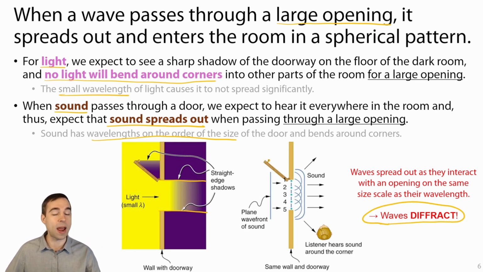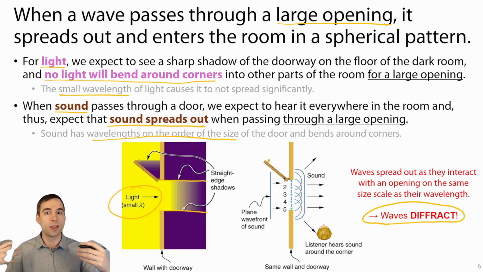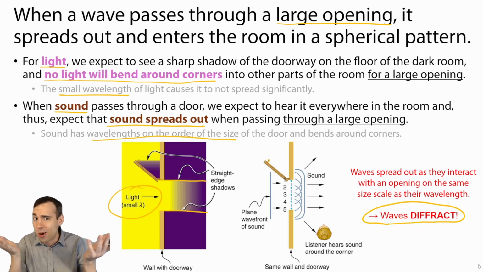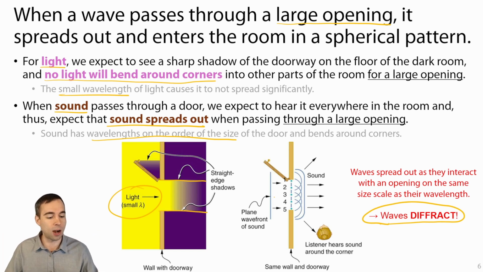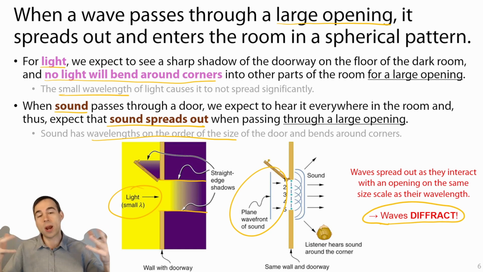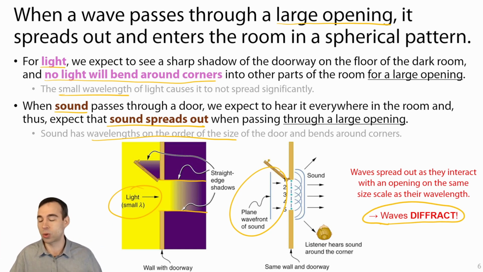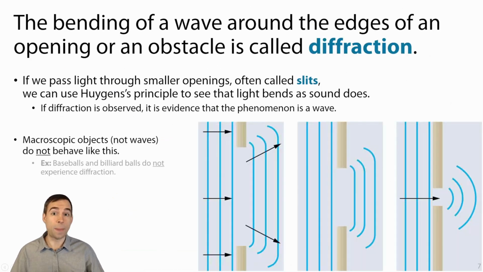We would say waves diffract, and this only occurs when the wavelength of the wave is on the same size scale as the object that it's interacting with. If we have a really small wavelength traveling through a very large opening, we would expect to see no bending, no diffraction. But if we have a large wavelength traveling through a large opening, we would expect that wave to spread out and bend as it goes through that obstacle. The bending of light waves around an opening or obstacle is called diffraction. And this is ultimately a consequence of Huygens' principle.